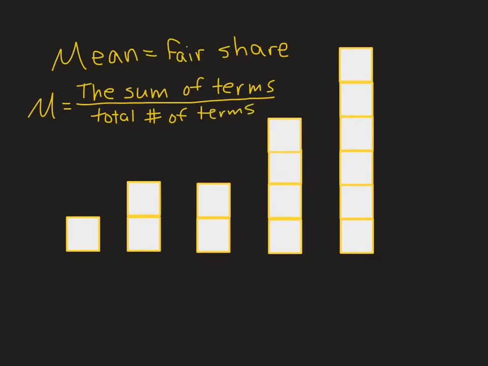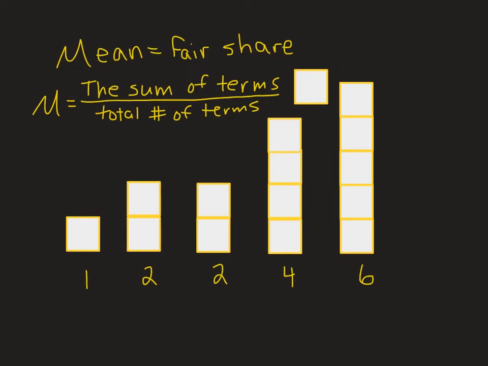Let's say we have these 5 pieces of data, and I'm going to use these cubes, or Unifix cubes, but they're just boxes on this app. We have 1 here, we have 2, we have 2, we have 4, we have 6. Numerically, we can just add those numbers up and divide by 5, because there are 5 groups. And that will give us the mean. By lumping them all together and then dividing by how many there are, you're spreading them out evenly or fairly.